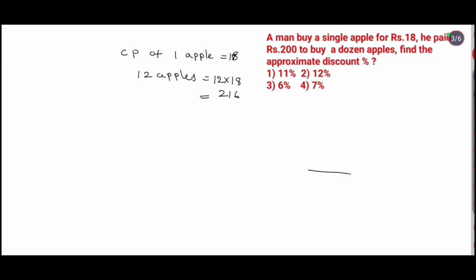But he gives 200 rupees for a dozen apples. So he paid 200 for a dozen apples. The 200 is the selling price. The actual cost price is 216. He paid 200 rupees for a dozen apples, so some discount is clearly shown. Find out the discount percentage.